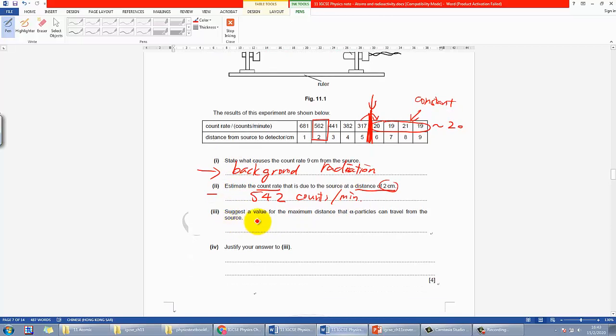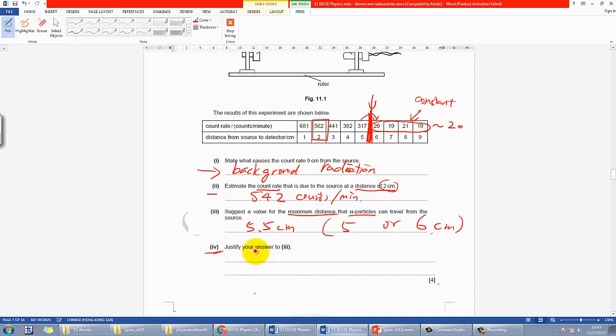For number 3, suggest a value for the maximum distance that alpha can travel, and apparently it's between 5 and 6. So you may take the average of 5.5 cm. In fact, as I remember the marking scheme, if you write 5 or 6 or between them, it will be accepted. But if you write 7, then it's not acceptable. Between 5 and 6 is fine.